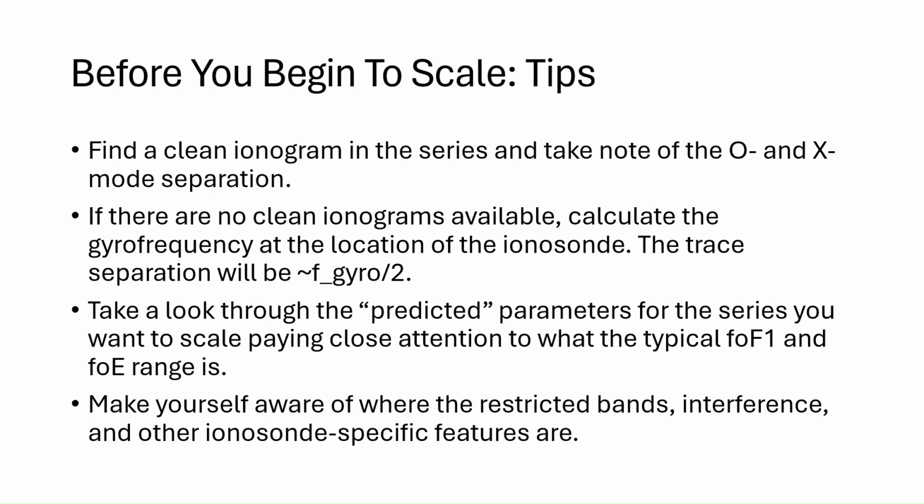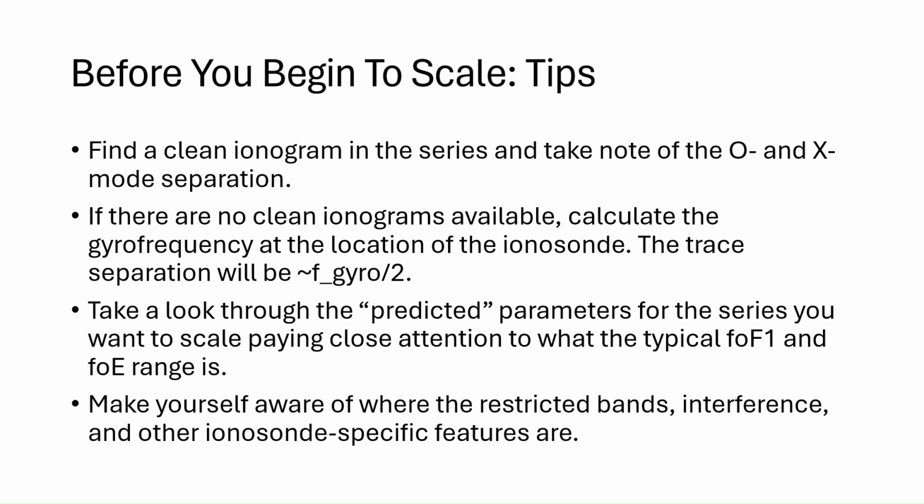If there are no good ionograms that you can infer that from, you can go online to a geomagnetic field calculator, get the magnetic field strength, and analytically calculate the electron gyro frequency. If you take half of that, that's roughly what that separation is going to be. So ideally you do the observation, but if you don't have one, you can calculate it and have a rough idea of what it's going to be.